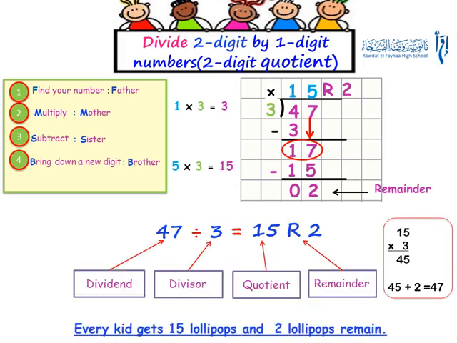Let's remember the names. 47 is the dividend, 3 is the divisor, 15 is the quotient, and 2 is the remainder. And do you remember my secret? If you want to check that your answer is correct, you can simply multiply the divisor by the quotient and then add up the remainder. So let's try to do it. We will multiply 15 by 3, we will get 45, and if you add 45 with 2, then we will get 47. So we ended up with our dividend that we started with, which means that our division problem was correct. So every kid gets 15 lollipops and 2 lollipops remain.